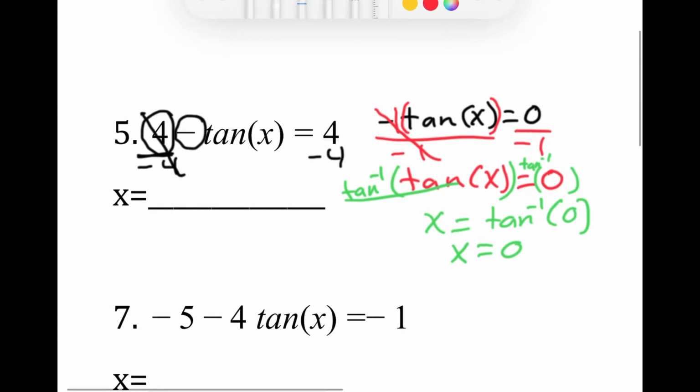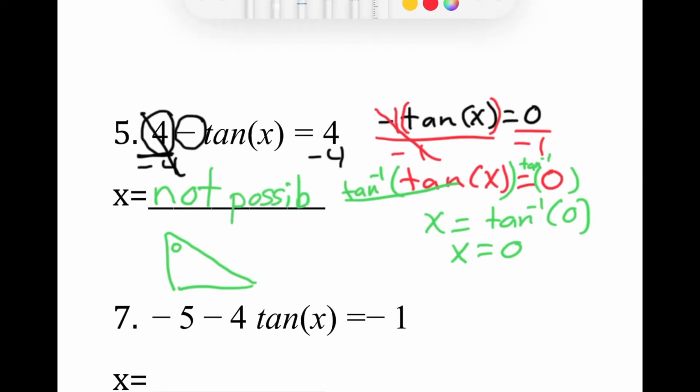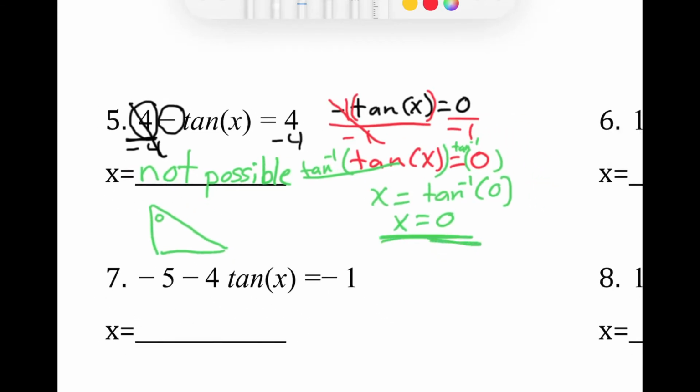Now we have to use our knowledge of the tangent function to realize that if x is 0, that means the angle is 0. That means one of the angles in the triangle is 0 degrees. Does that make sense? Hopefully not. So that is not possible. So yes, your x is 0, so that would be something you would need to know how to find. But in reality, as it relates to a triangle, it is not possible.